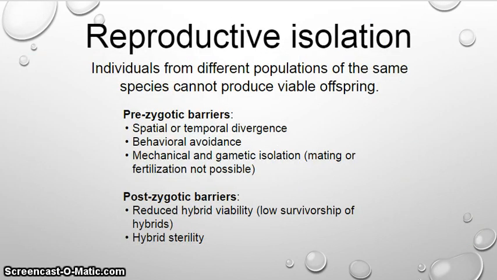So, in conclusion, reproductive isolation is extremely important when we talk about speciation. There are pre-zygotic barriers and post-zygotic barriers. So remember that a zygote is the fused gametes that occur during fertilization. So pre-zygotic barriers are ones that occur before fertilization, and post-zygotic barriers are ones that occur after fertilization.